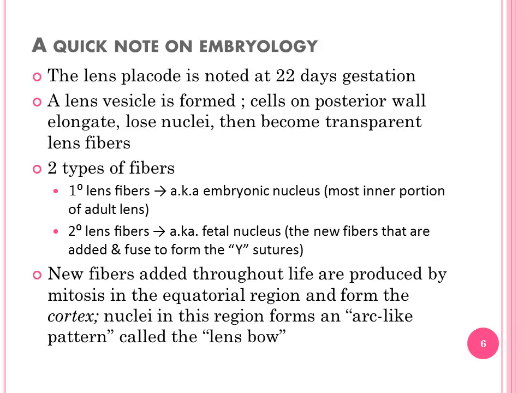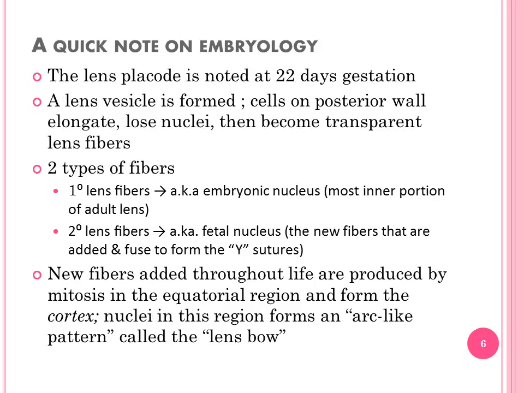The primary lens fibers are also referred to as the embryonic nucleus. So this is going to be the most inner portion of the adult lens. I'm going to show you guys a really good picture of this in just a second. The secondary lens fibers, also known as the fetal nucleus, are the new fibers that are added and fuse around to form the Y sutures. We're going to talk about those as well. But think of an embryo as coming before a fetus, so the embryonic is more inner than the fetal.